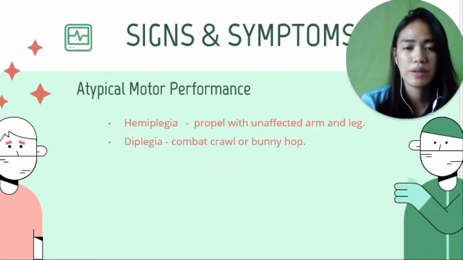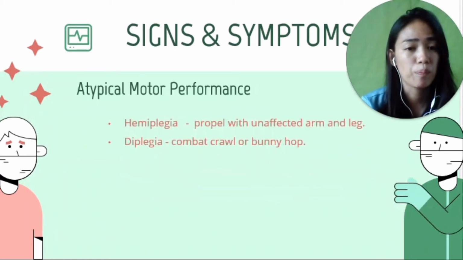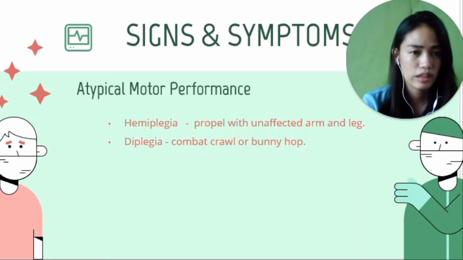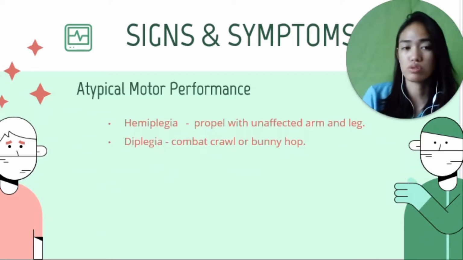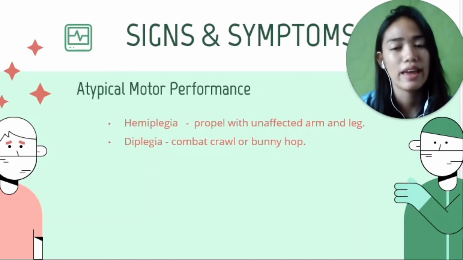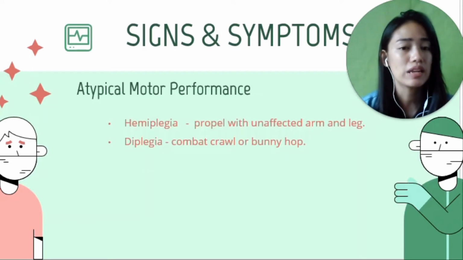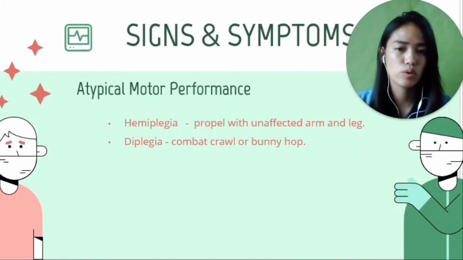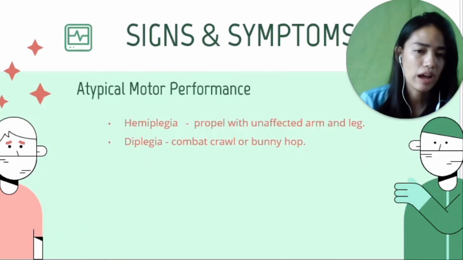And then for hemiplegia, we can see that they usually propel using their unaffected arm or leg. So adto sila makuha og kusog. If they want to move, they use their unaffected side. And then for diplegia, meaning ang duha naman ang affected, so they combat crawl or bunny hop.